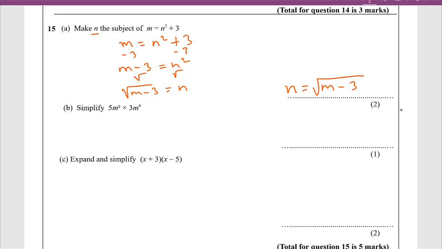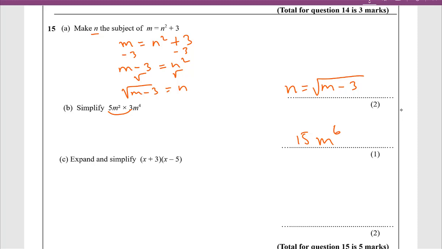Simplify 5m squared times 3m to the power of 4. Like terms, 5 times 3 is 15. And m squared times m to the power of 4: we add the powers when we multiply. So 4 plus 2 is 6, so m to the power of 6.